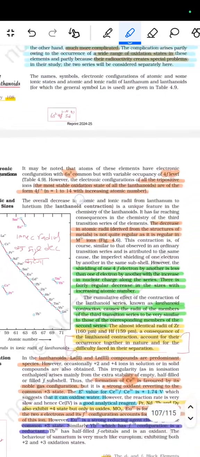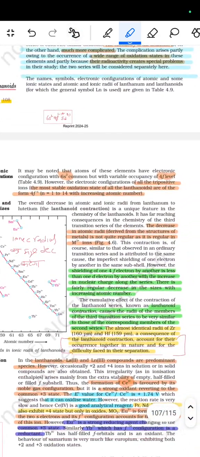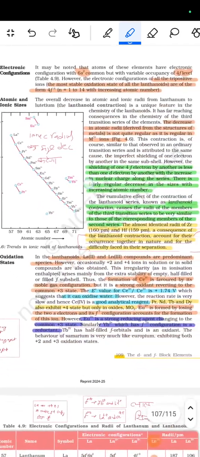Next come the lanthanides. The names, symbols, electronic configurations of some of the atomic and ionic states, and the atomic and ionic radii of lanthanum and the lanthanides, for which the general symbol Ln is used, are given in table 4.9. Then comes the electronic configuration.